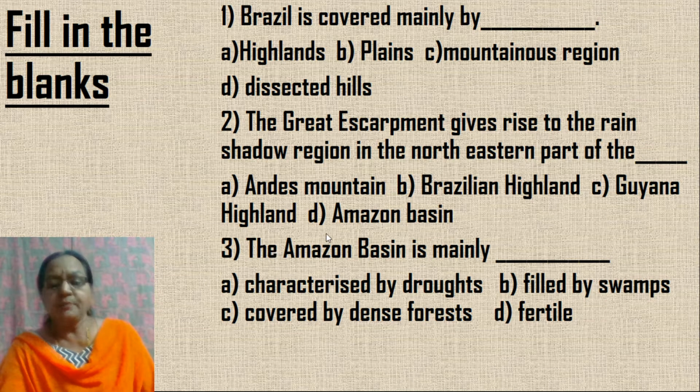The third one: the Amazon basin is mainly characterized by droughts, filled by swamps, covered by dense forests, or is fertile. So what's the correct answer? It is covered by dense forests. So the answer is the Amazon basin is mainly covered by dense forests.